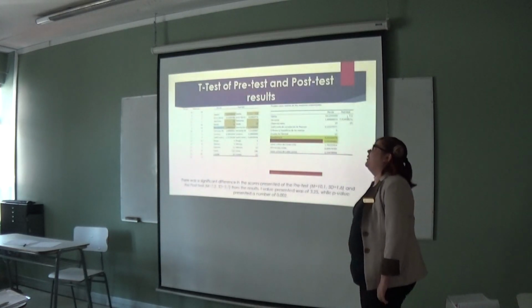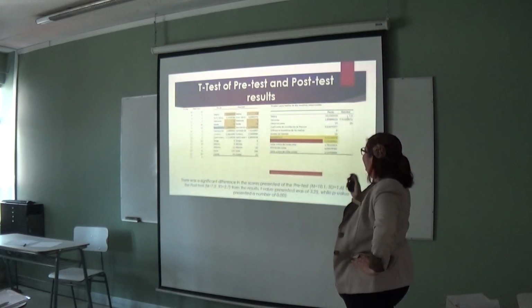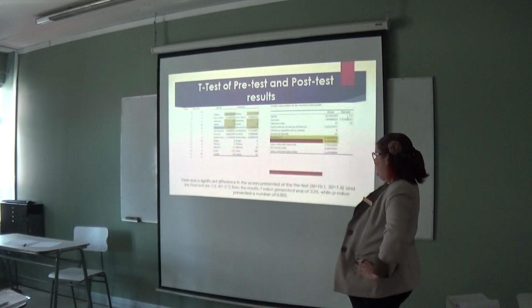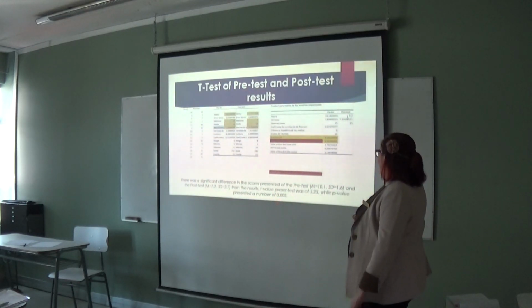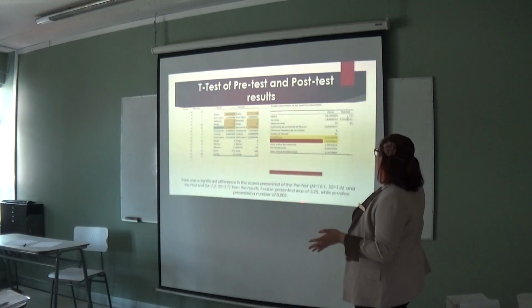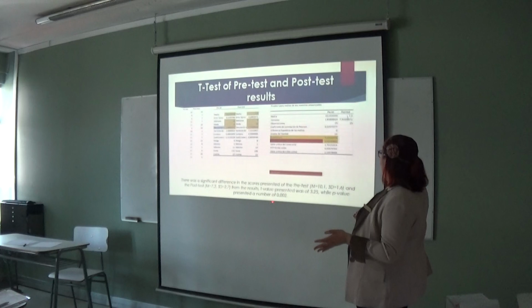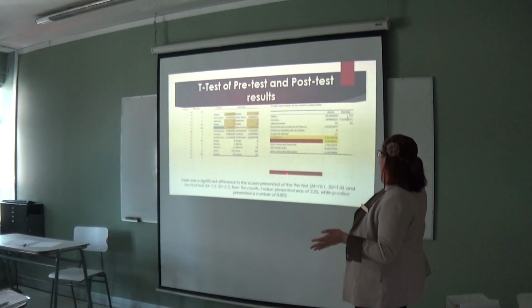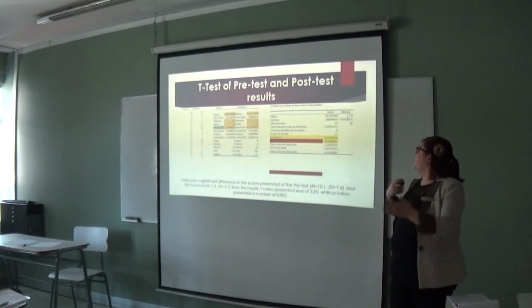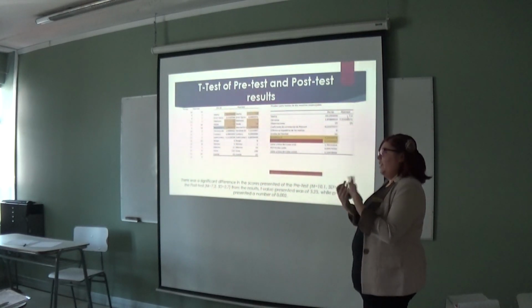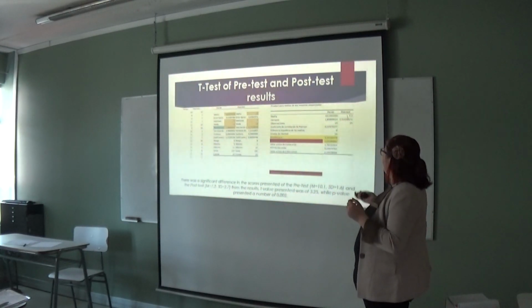Okay, this part is kind of difficult for me. The details of the pre-test and post-test results: there's a significant difference in the scores. We're going to say just this part from the result. The t-value is presented, and the p-value is 0.002. This can be interpreted as a significant difference between both of the results.